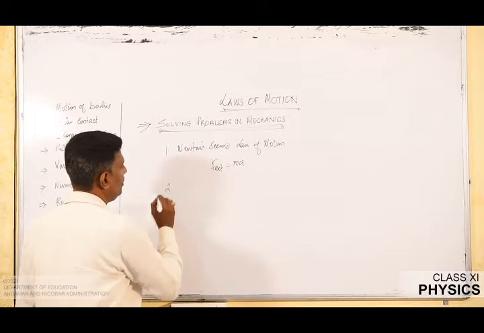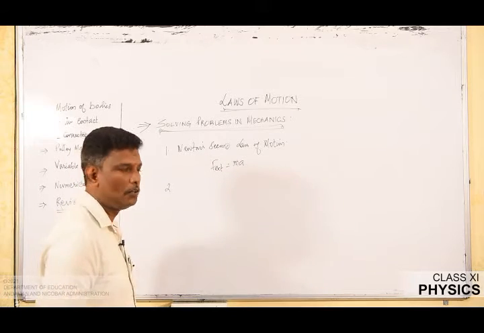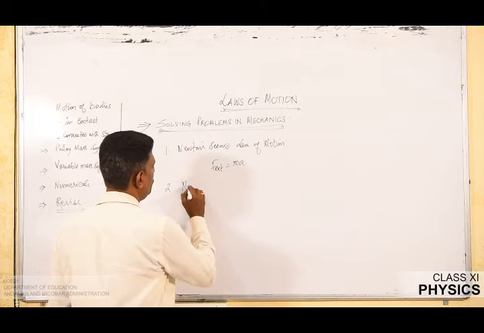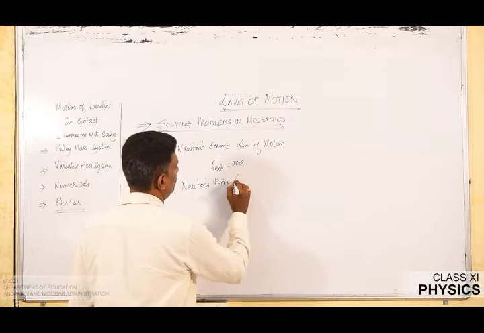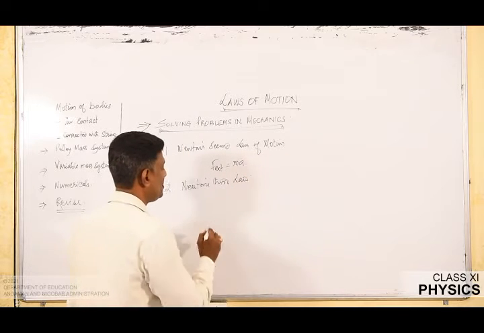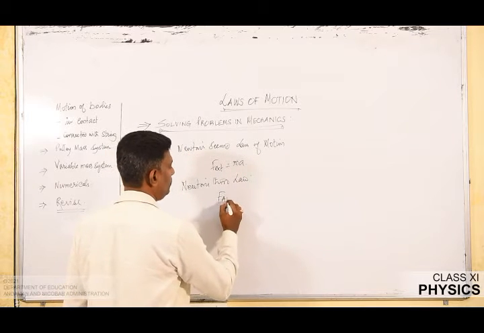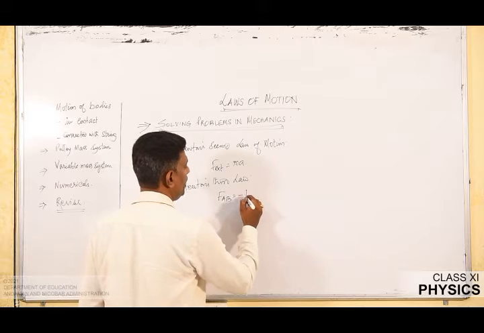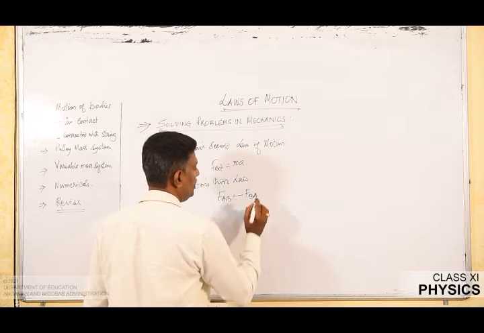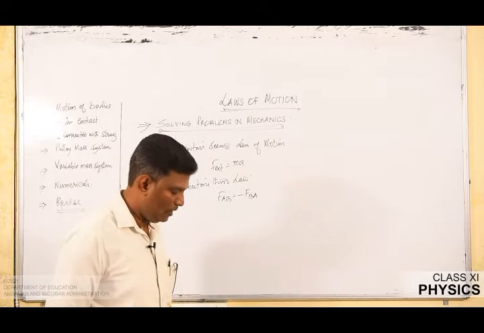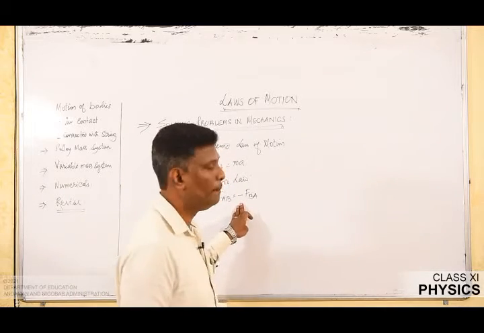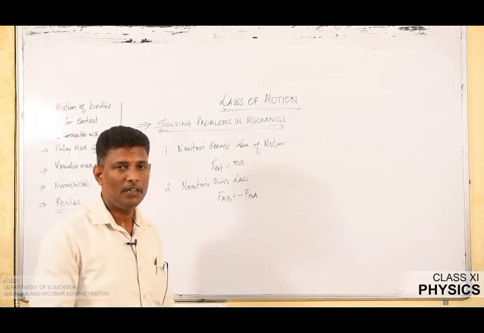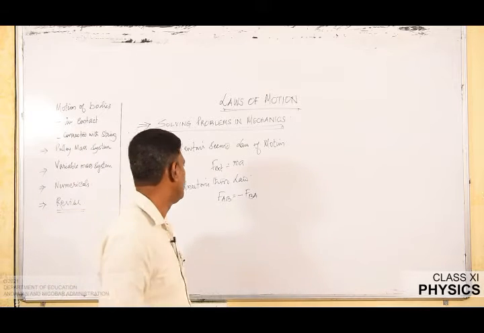Second, we will be using Newton's third law of motion also, that is F_AB is equal to minus F_BA, or simply we can say to every action there is an equal and opposite reaction, that is why it is minus, that is action is equal to reaction.